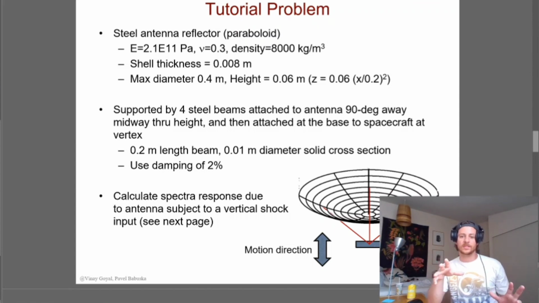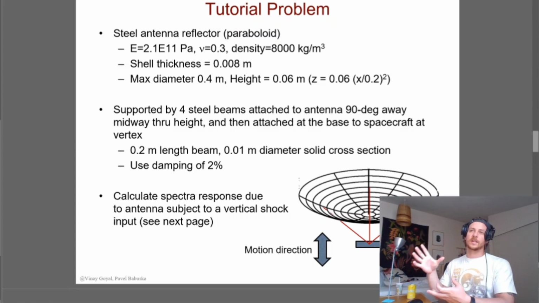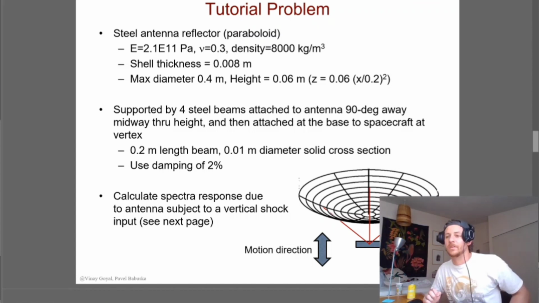Except here, in this case, we're going to be calculating the response of the antenna due to a vertical shock input. So the example case would be something like this antenna is mounted to a spacecraft, or it's mounted to whatever, and it's, for instance, being transported on a truck. Truck goes over a bump, shocks the system due to going over that bump, and it transfers that acceleration through the load path and shocks it through the base of this antenna.